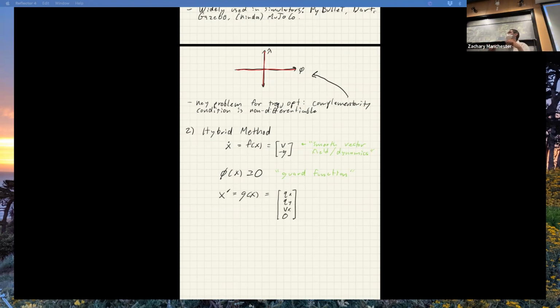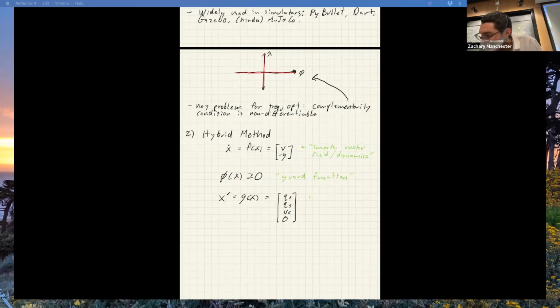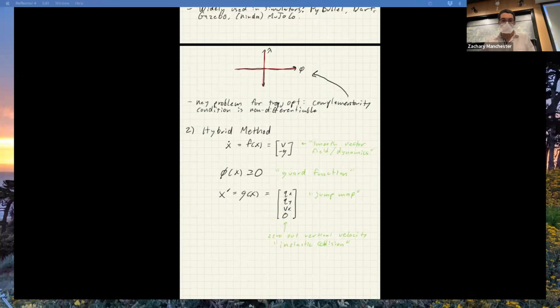By the way, if I zero it out, it's a perfectly inelastic collision, which is what we had in the QP version. You can also easily add what's called a coefficient of restitution here, where you flip the sign, multiply it by some constant less than 1 and get it to bounce. So this is how you would do bouncing, and we'll do that in a sec. This function is called the jump map. And what we're actually doing here would be a perfectly inelastic collision. Okay, so that's the recipe.